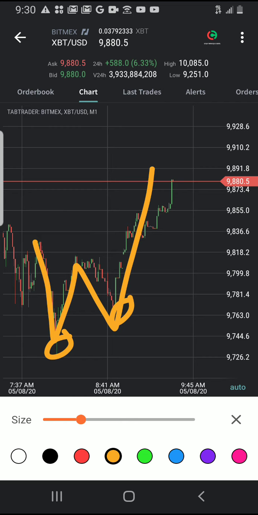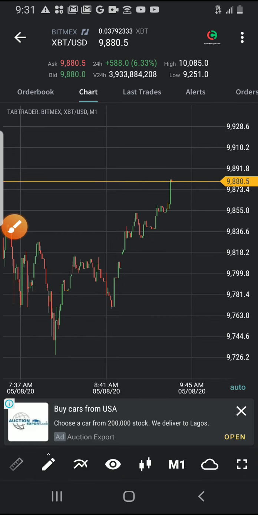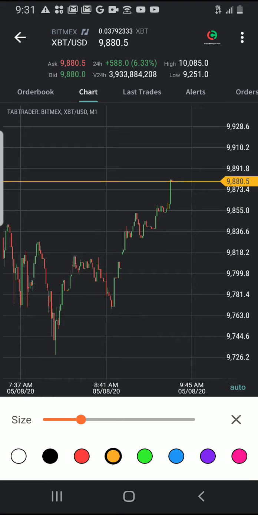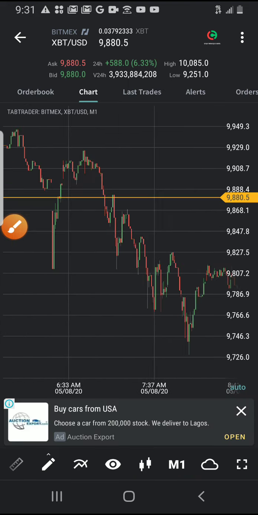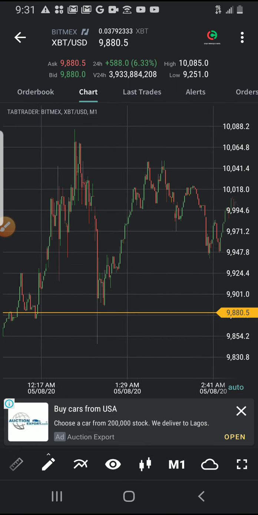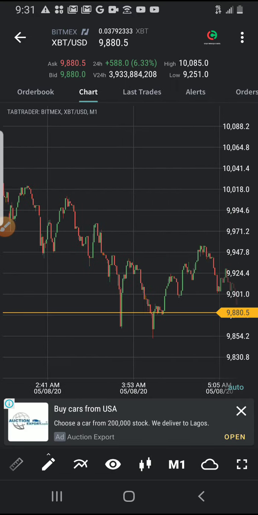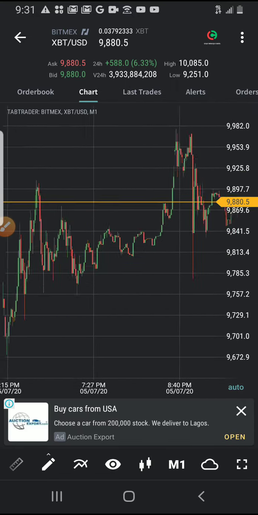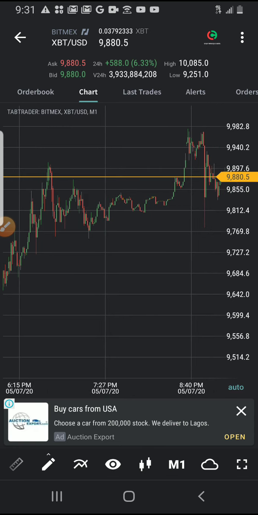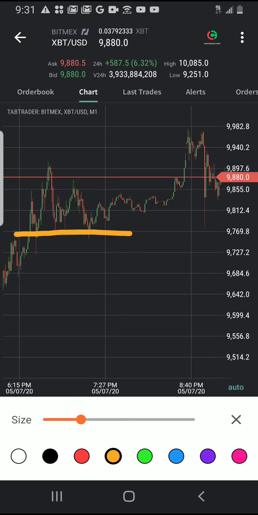but what we are looking at is not chart patterns, because double bottom is a chart pattern. What we are looking at is support and resistance. So we are going to check out for support and resistance. I think here actually serves us better.